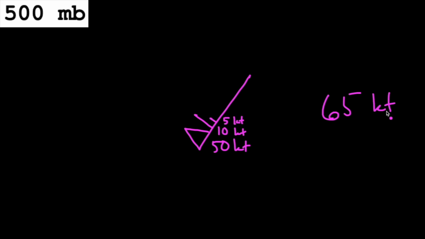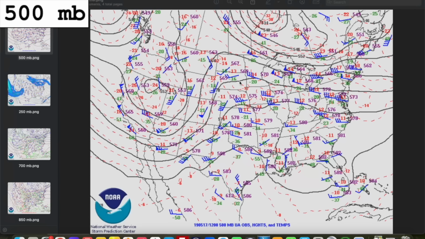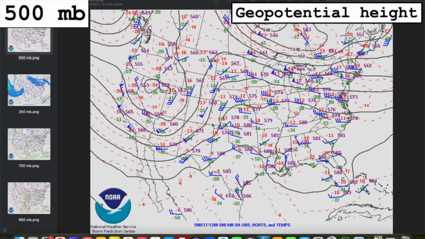And the direction of the wind is assumed by going through the flags and staffs toward the end of the barb, or toward the center of the station. So this would be a 65 knot wind out of the southwest. So that's how those wind barbs work. These solid black lines here are not pressure contours. They are contours of equal geopotential height.